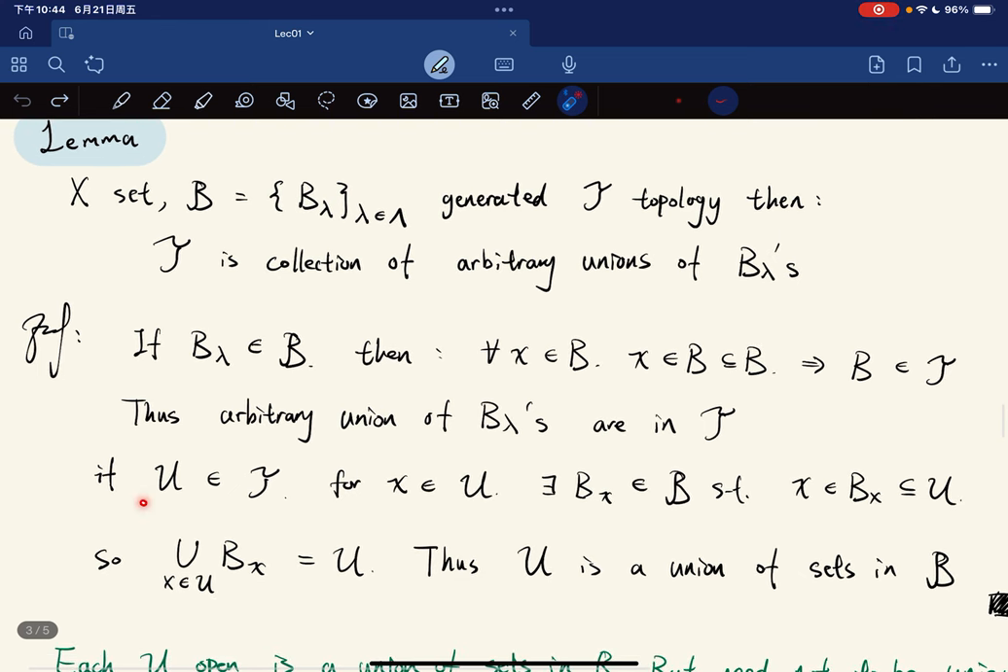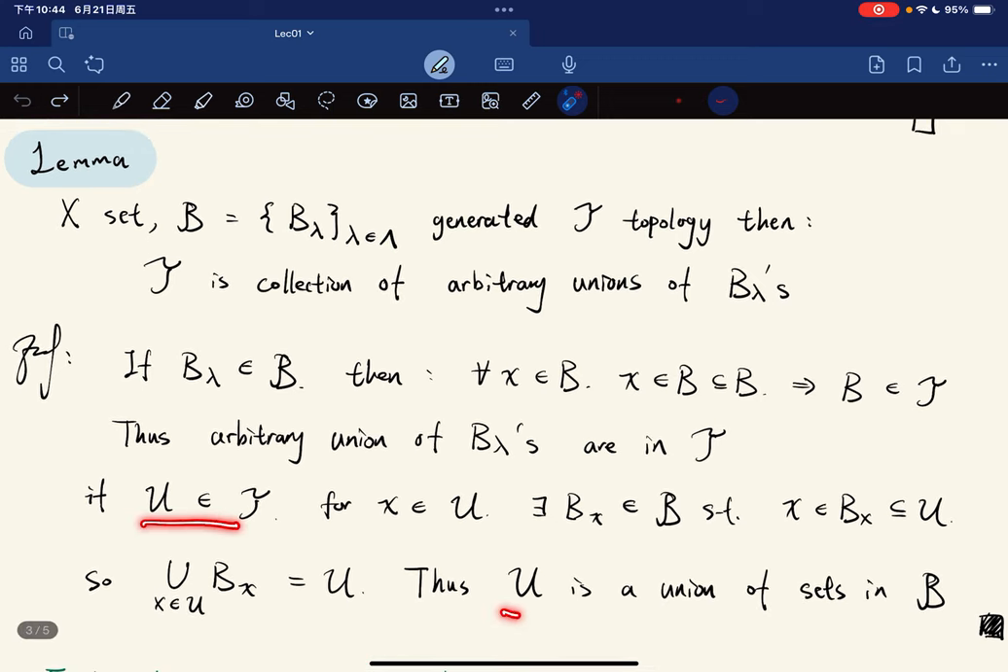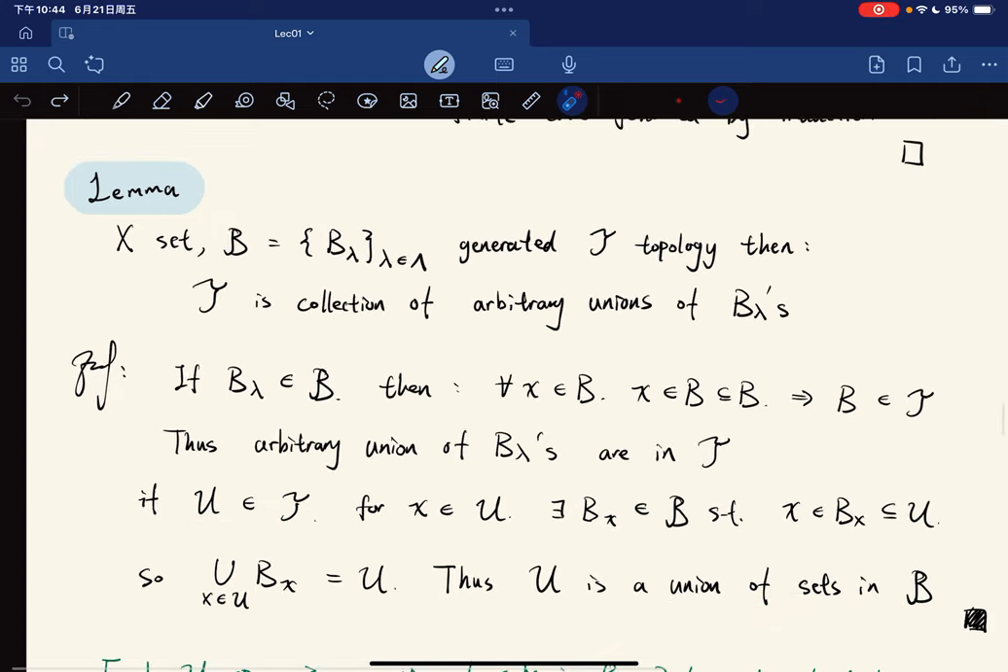Now, given an open set U, by definition, for any X, there's a B_X such that X is in B_X contained in U. If we run X over the entire U, because for each X there's a B_X, and we take their union, this union is going to precisely equal U. Thus, open sets can be described as a union of sets in the collection. So here we have proven our lemma.